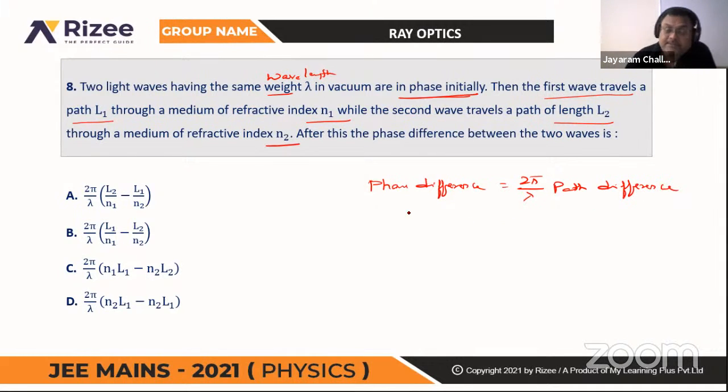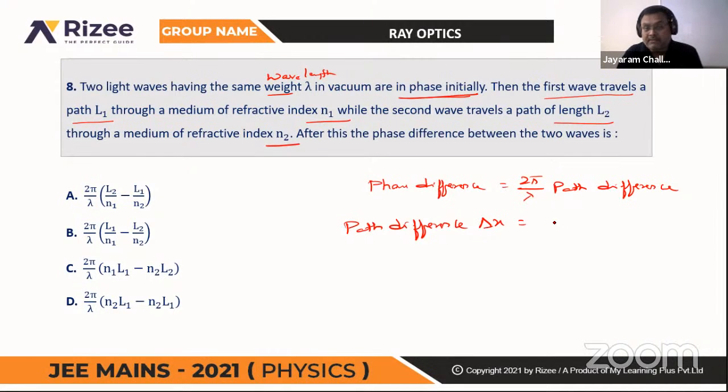So that means the phase difference we need to find out. For that one, path difference we have to get. Path difference, that is delta x, is equal to the difference between the distance traveled by both the waves in their respective mediums.